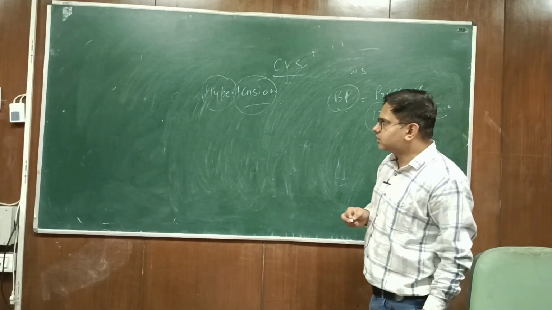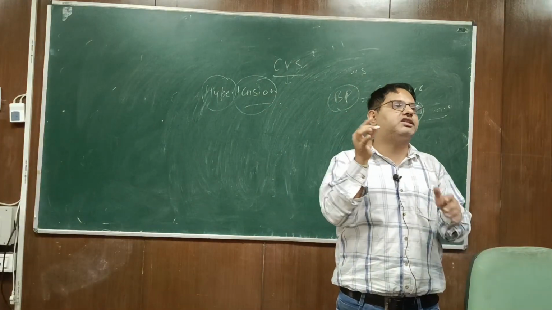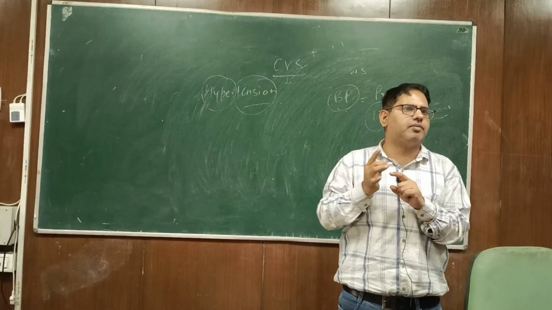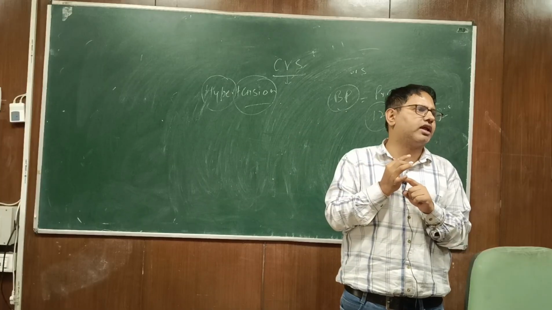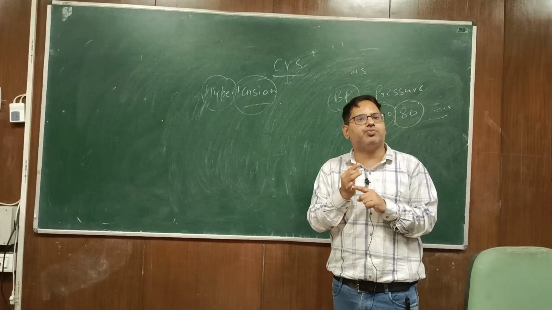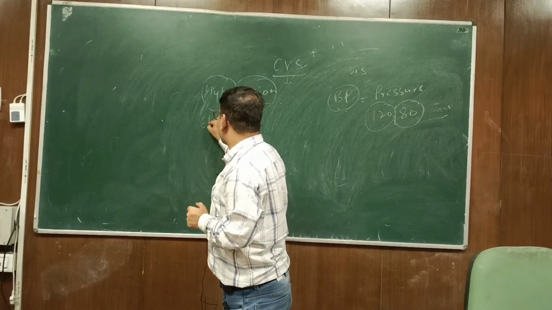So hypertension, I told you, when you have to write the pathophysiology of any disease, the first step is to write the definition. So the definition you can write in multiple ways. When blood pressure is more than its normal limit, that we call hypertension, right? Then after that, if the disease has an etiology, you have to write that.